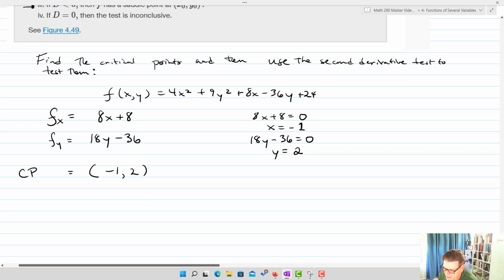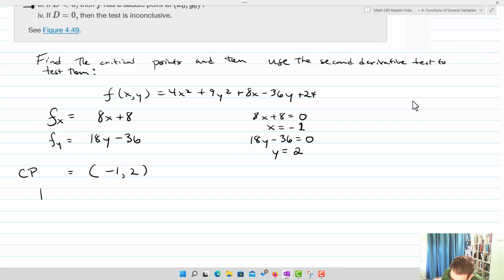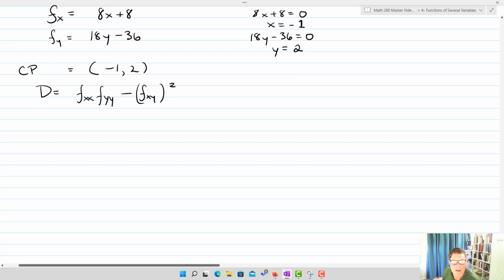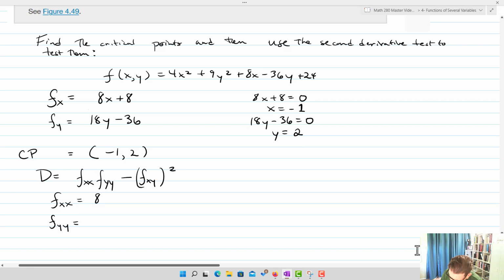Now what I need to do is calculate the discriminant in order to use the second derivative test. Remember that D is going to equal the second partial with respect to x times the second partial with respect to y, minus the mixed partial with respect to xy, squared. So I'll find the second partial with respect to x, which is going to equal 8. The second partial with respect to y is going to equal 18.